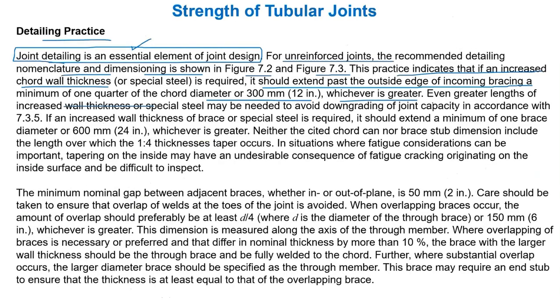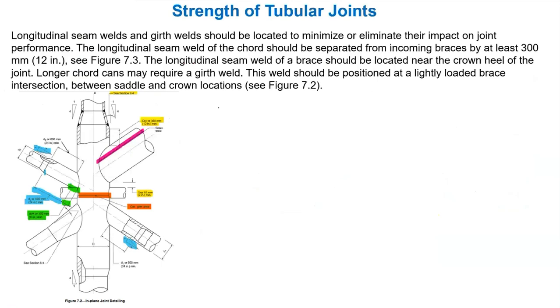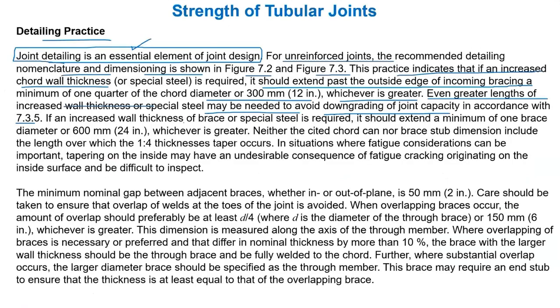D before or 300, whichever is greater. Even greater lengths of the increased wall thickness chord steel may be needed to avoid downgrading of the joint capacity in accordance with 7.35. Even if you are keeping 300, sometimes we cannot have the full capacity. It should go a little extra. Otherwise, we need to degrade the joint capacity. That's what it's saying here. And if an increased wall thickness of brace or special steel is required, it should extend a minimum of one brace diameter or 600 mm, whichever is greater.